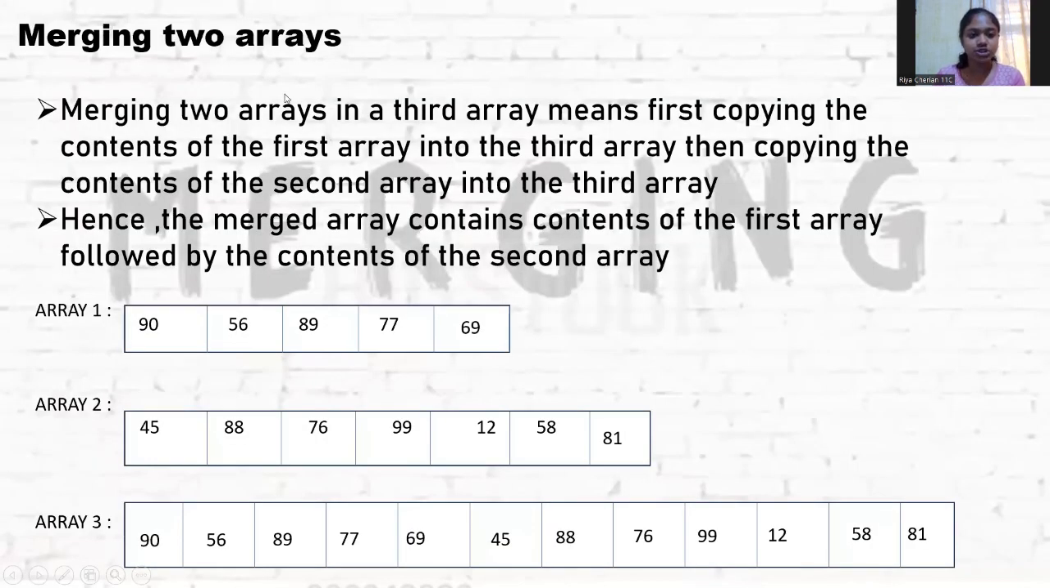Merging two arrays. Merging two arrays in a third array means first copying the contents of the first array into the third array, then copying the contents of the second array into the third array. Hence, the merged array contains the contents of the first array followed by the contents of the second array. Here, array 1 consists of 5 elements, array 2 consists of 7 elements, so array 3 would contain 5 plus 7 elements.